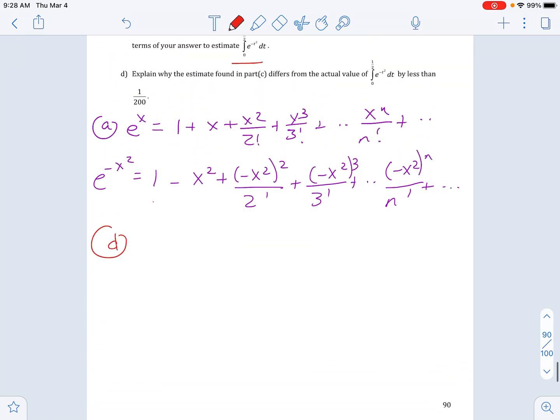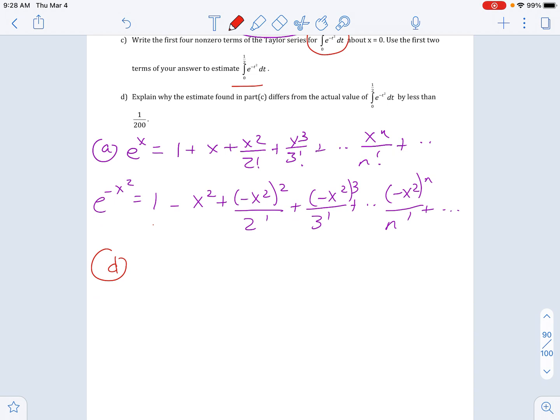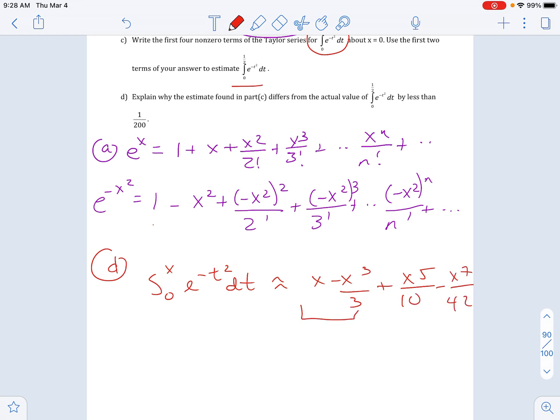Okay, lastly, part D. Explain why the estimate found in part C differs from the actual value by less than 1 over 200. So we're looking for the difference between the estimate and the actual, so that's your error bound. Notice that in part C, we came up with this. This was the antiderivative that we came up with. In our estimation, we only use the first two terms, okay?